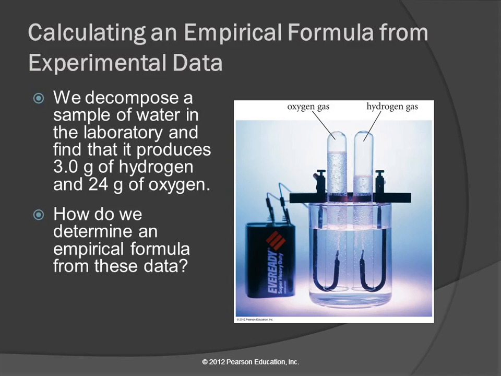So here's one sort of an experiment that you could do to find the empirical formula of water. You can decompose water by passing electric current through it. And you can actually do that with a 9-volt battery. And in this setup, they're collecting the gas that's given off. When you pass electric current through water, you break it down into oxygen and hydrogen gas. The gas can be collected and you can determine the mass of it. So here they found that decomposing some water gave 3 grams of hydrogen and 24 grams of oxygen. From that information, you can determine an empirical formula.